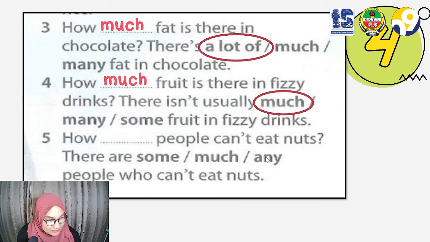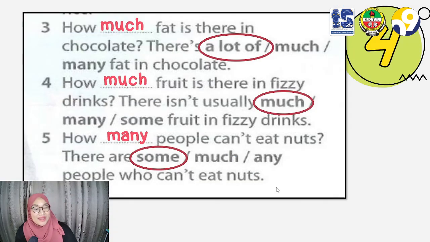Okay, next, number 5. How many people can't eat nuts? Sebab people boleh dikira, so sebab tu kita gunakan many. There are some people who can't eat nuts. Ada setengah orang dia allergic dengan kekacang, so they cannot eat nuts.